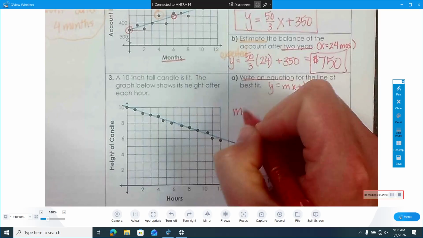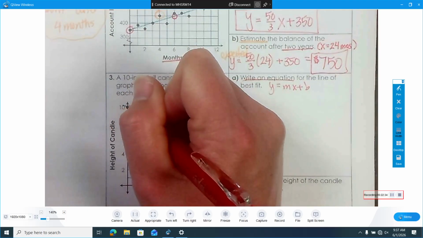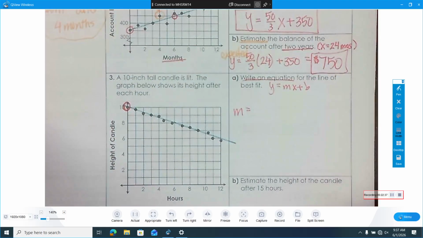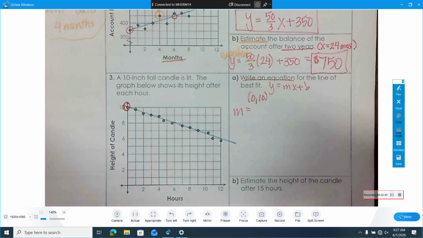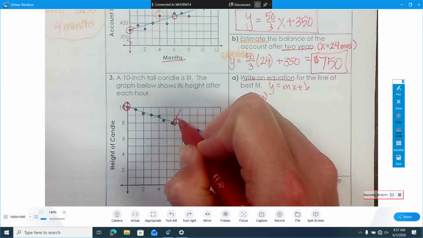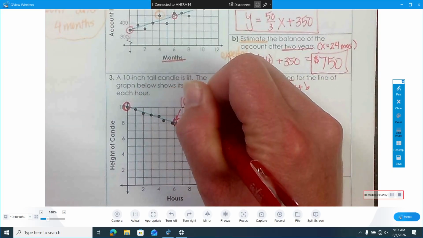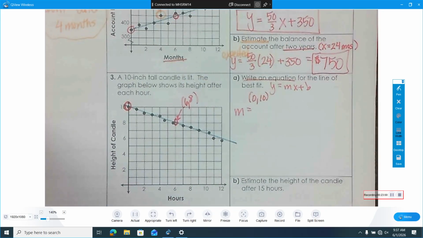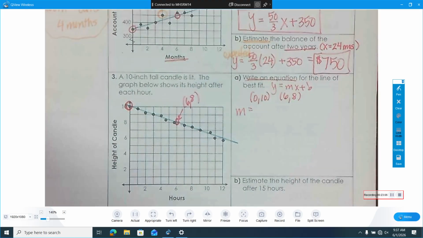I need to find my slope. So I need to pick 2 points to find my slope, ladies. So all of your graphs are going to have a real nice y-intercept for you to choose. So I have the point 0, 10, that's 10 inches tall. And then I also have, again, this point right here, which is not a data point, but it's a point on my line, that at 6 hours, it was 8 inches tall. And so there's my second point.